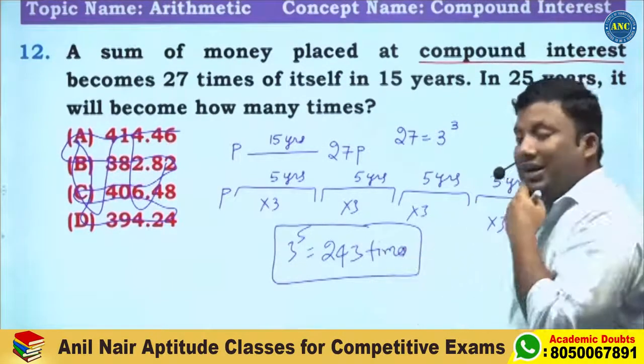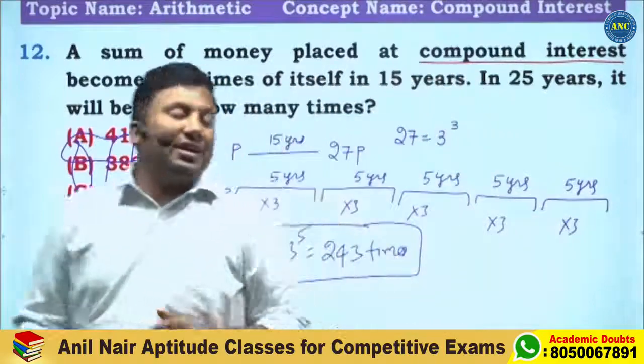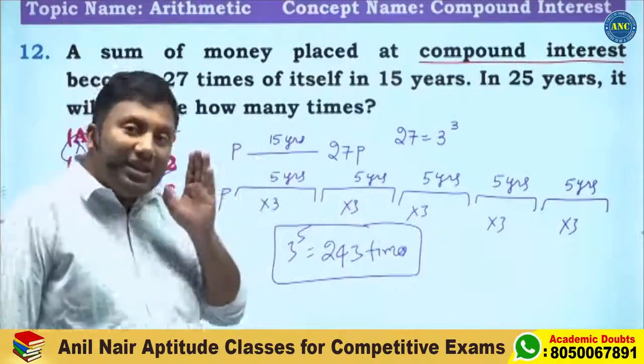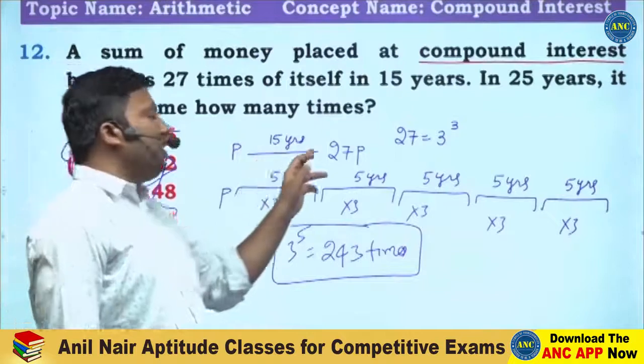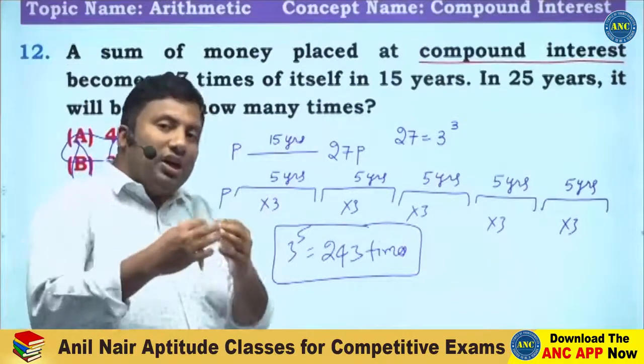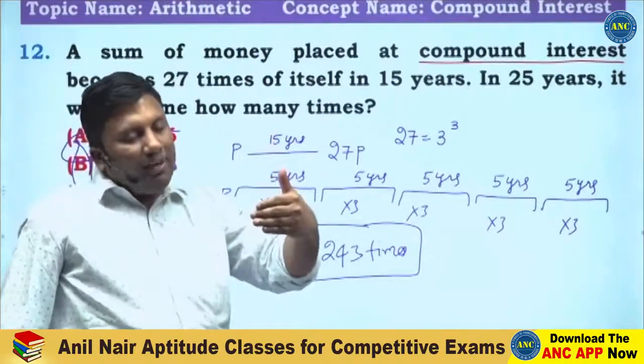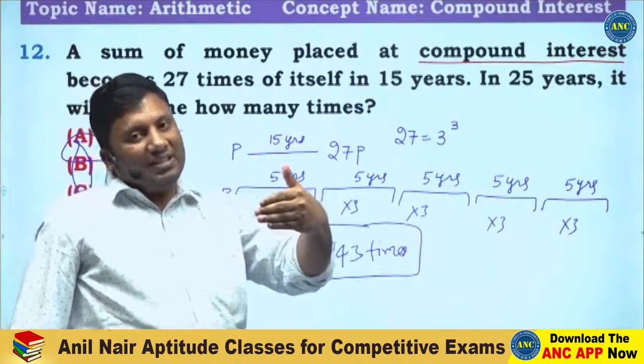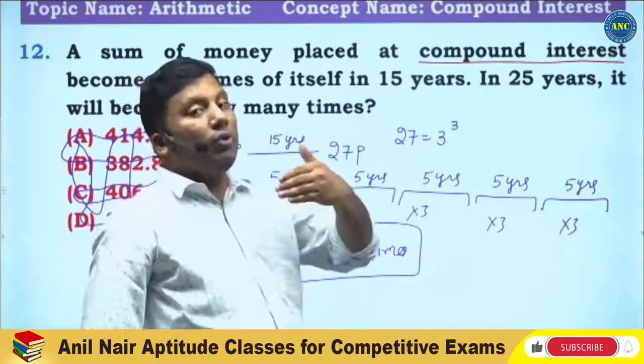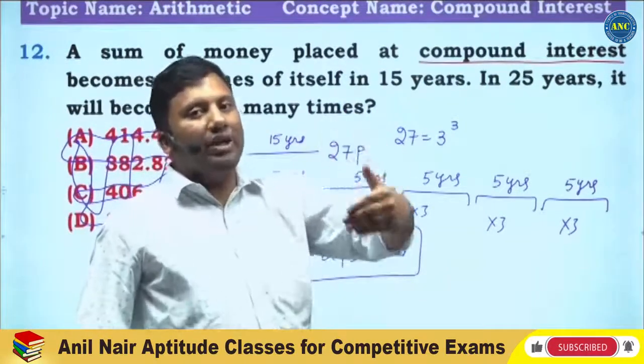A certain sum is becoming 27 times in 15 years. 27 times is 3 cube. After a certain time period, the multiplication factor is the same. So 3 cube would be 3 into 3 into 3.